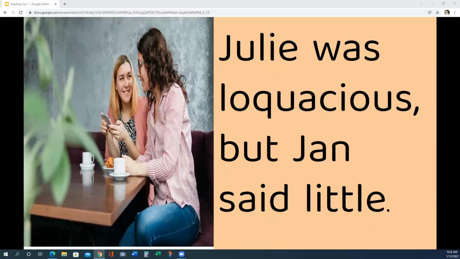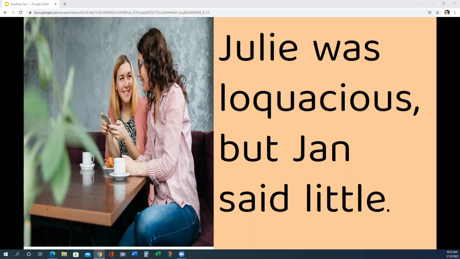Okay. Let's look at another one. Julie was loquacious, but Jan said little. How many of you have ever seen that word loquacious? I had never seen that before until recently. There's words that I learn every day. You're going to come across words that you've never seen before.